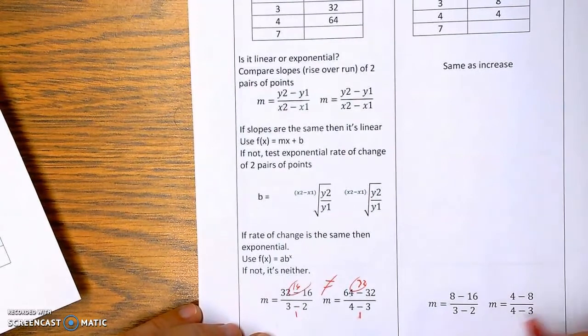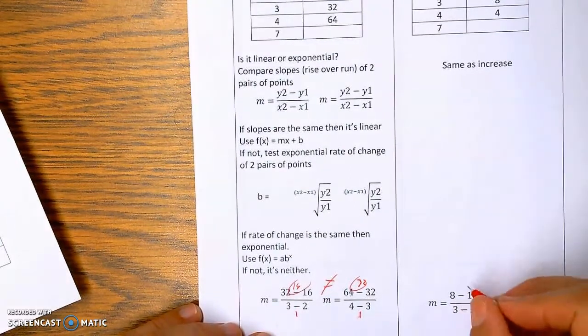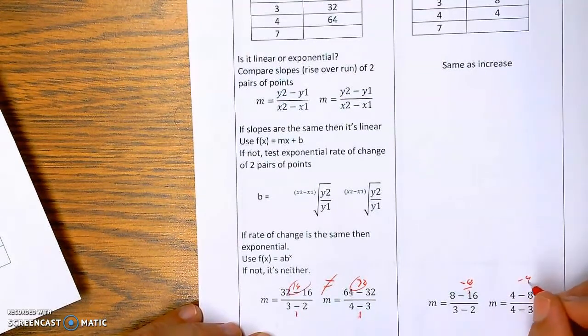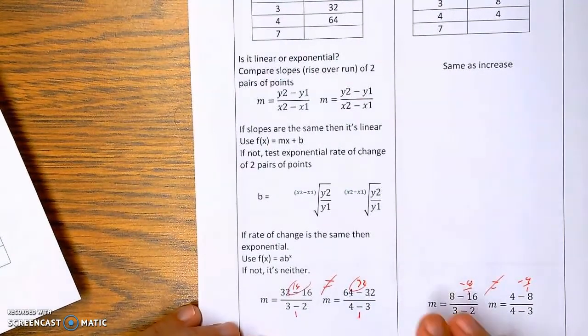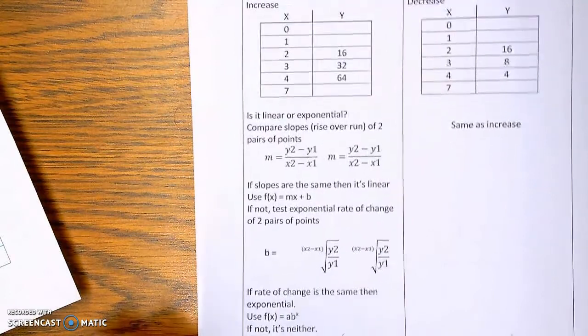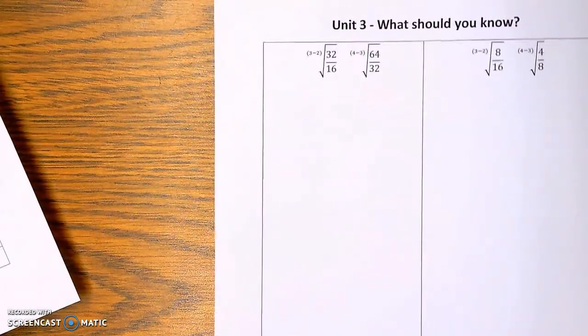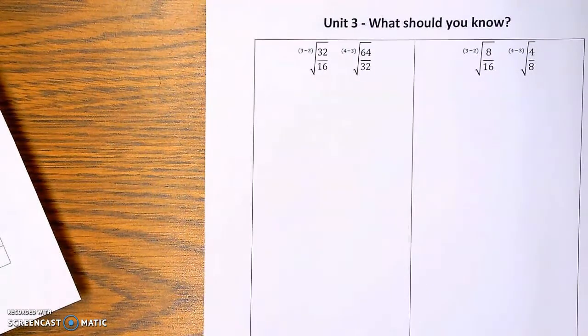If we do the same thing over here with our values, we end up with negative 8 over 1, and we end up with negative 4 over 1. Still doesn't work, so we know they're not equal. So we know it's not linear. All right, so if we take those same values, we move them here, and what I've done is I've just put them side by side.